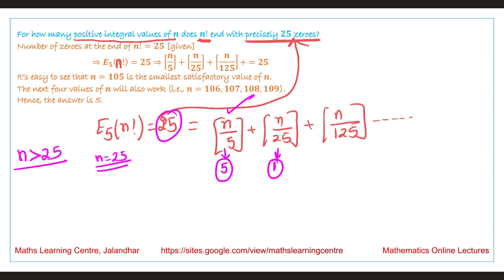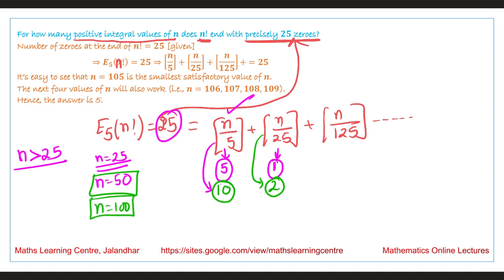Now suppose we substitute n is equal to 50. The answer for this term will be 10, and for this term it will be 2. So it is 12. Now suppose we substitute n is equal to 100. The answer in this case is 20, and this value is 4.